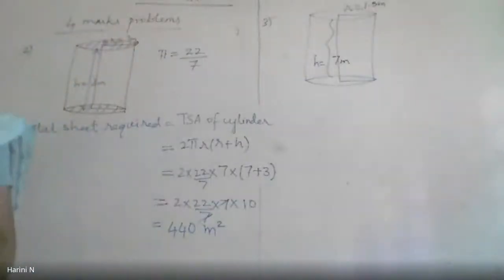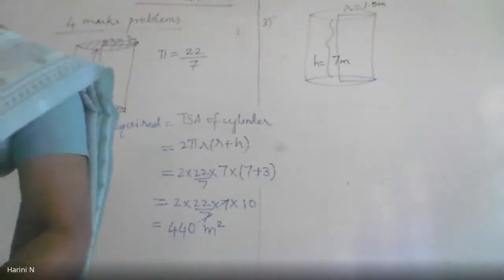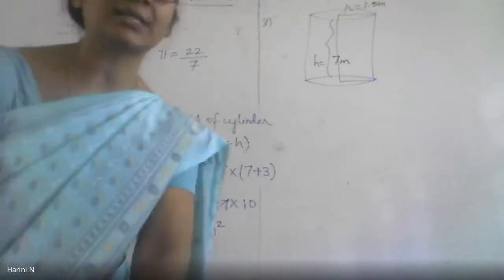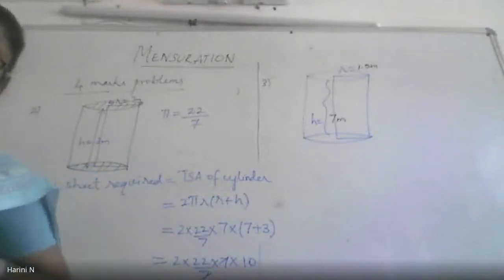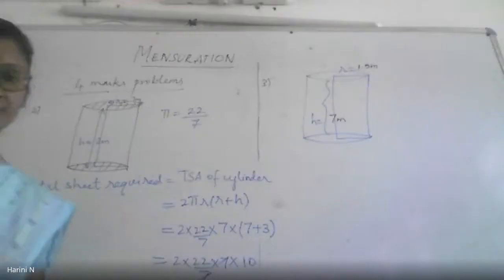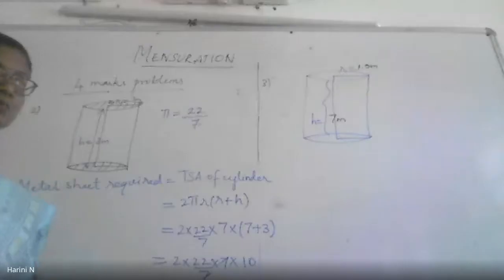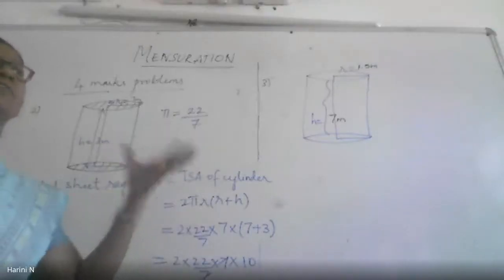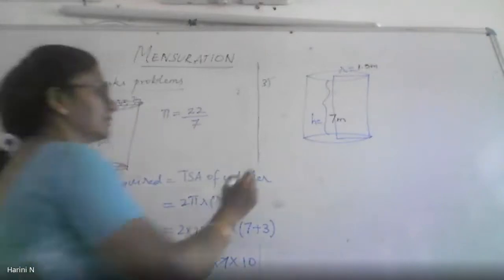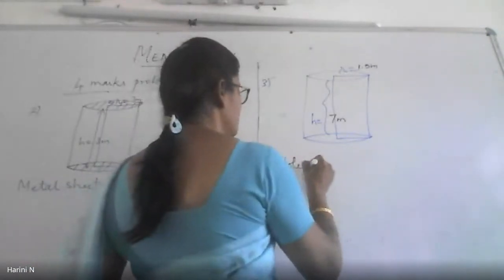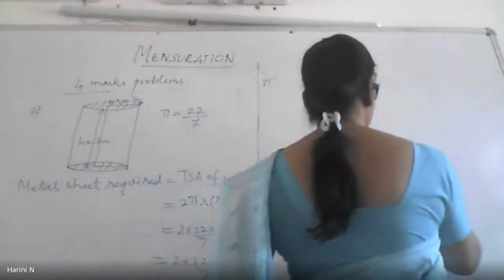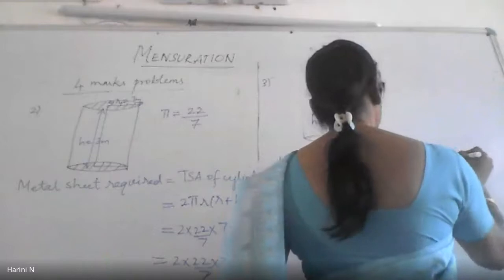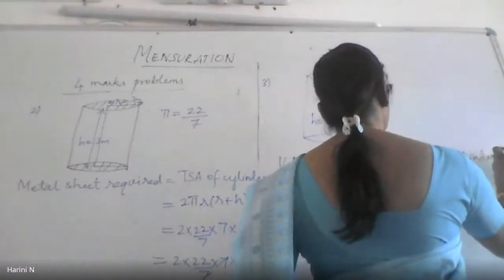We need how much milk can be stored in this. So if you want to store something, what is it that you have to find out? You have to find the capacity of the tank. Capacity means what? It is the volume. It is what can be filled inside the tank. So what I want is the volume of the tank. The volume of tank equals volume of the cylinder, because the tank is in the shape of a cylinder. So what is the volume of cylinder? Formula?